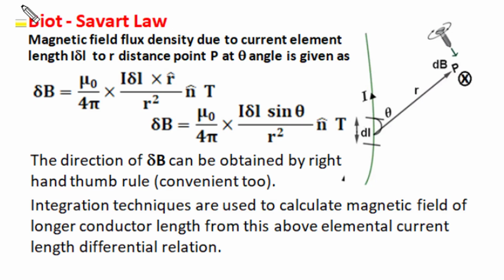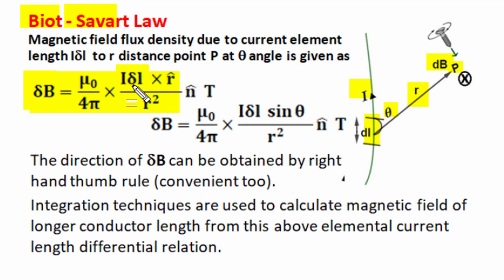Let's start. Two scientists, Biot and Savart, have given a relation for the elemental magnetic flux density contribution from a current element of length dl. According to Biot-Savart law, a small length carrying current I produces an elemental magnetic flux density contribution at observation point P, which is at a distance r from the current element, and the position vector makes an angle theta with the current element as shown here. The magnetic contribution is mu 0 by 4 pi, the vector product of the current element and unit position vector, divided by the square of the distance of the observation point from the current element.